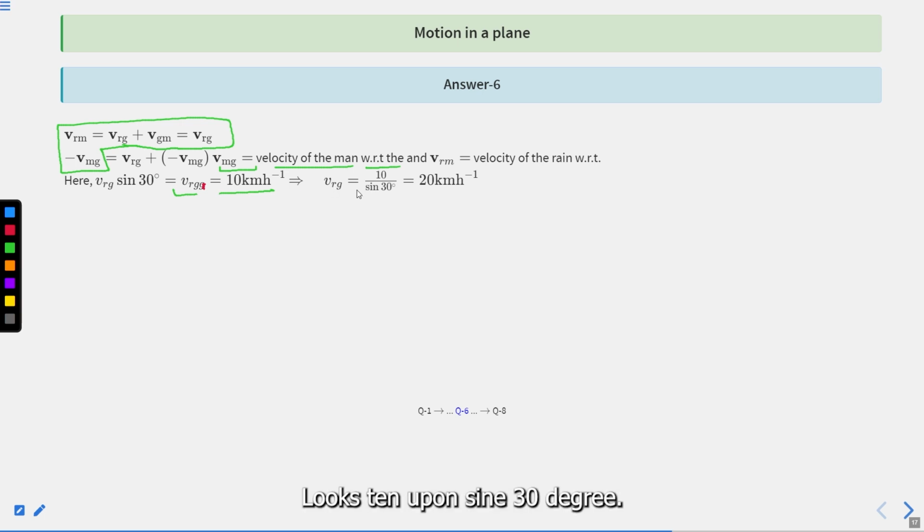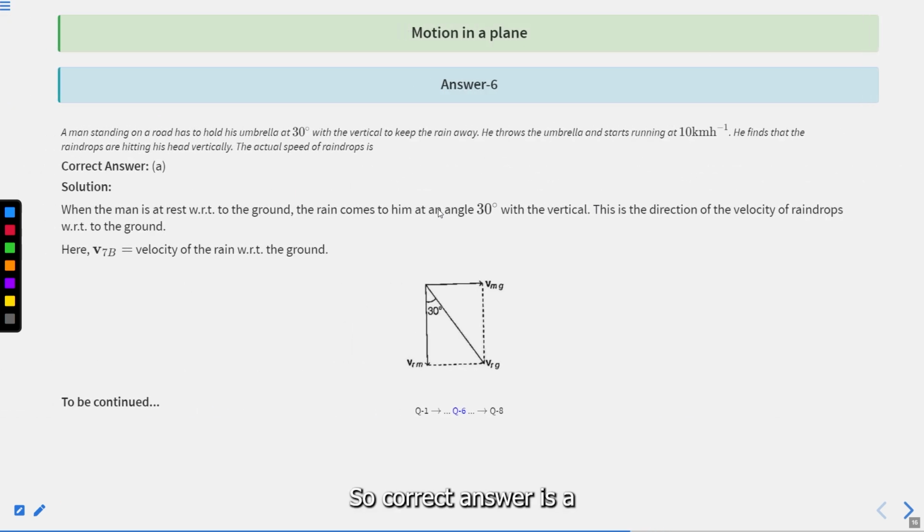So VRG is equal to 10 upon sin 30 degree, which is equal to 20 km per hour. Clear? Equating these terms, you will get the answer as 20 km per hour. Clear? So the correct answer is A.